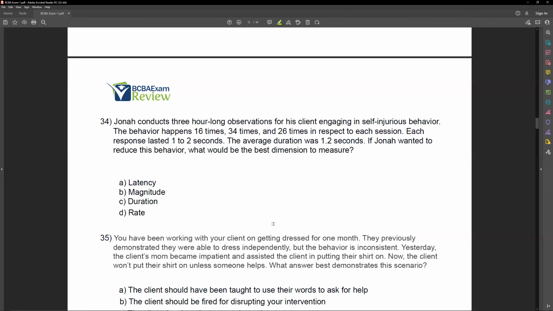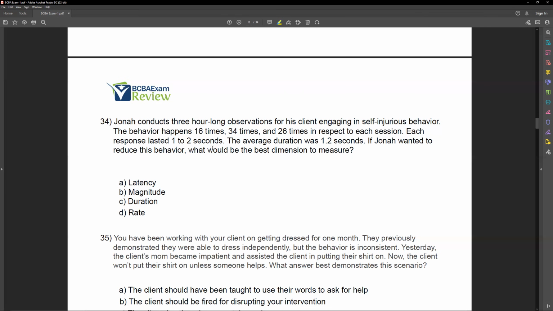All right, so self-injurious behavior, obviously something we want to address, okay? We know the behavior happens 16 times the first session, 34 times, and then 26 times, okay? So if we want to reduce it, what dimension do we want to measure? Do we want to measure latency? Well, we have no clear SD in this scenario, okay? Even if we did, the time between the SD and the behavior happening isn't necessarily relevant, right?